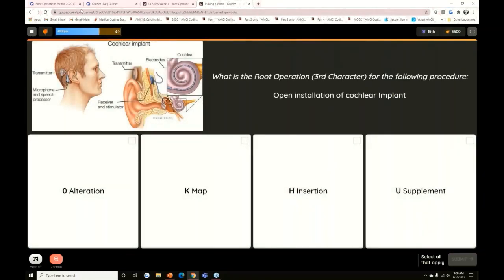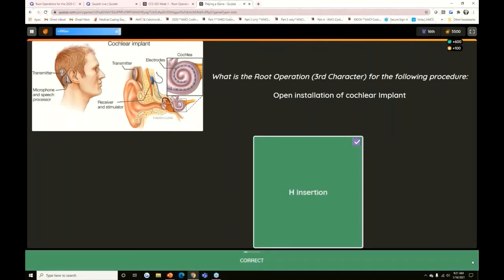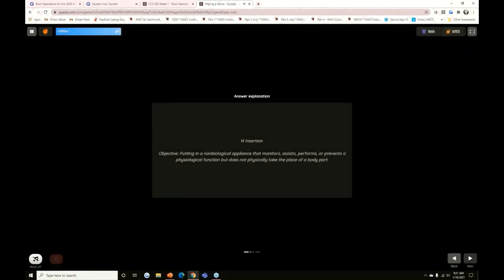We have a redemption question. We can do this one again. Our answers are O, alteration, K, map, H, insertion, U, supplement. What is the root operation for the following procedure? Open installation of cochlear implants. All right, this time everybody gets it. Fantastic, coders. We're going for insertion. You remembered. Yay! Great start of the morning.